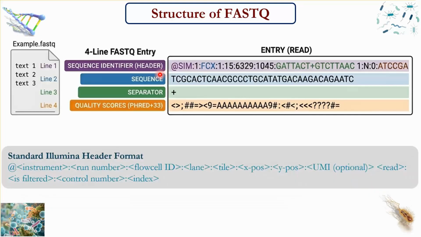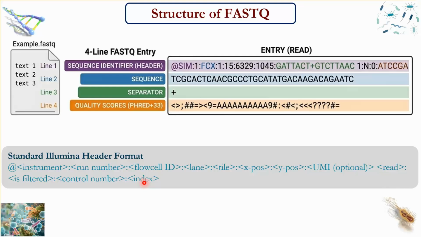The standard header format used in Illumina sequencing is shown here. As mentioned earlier, the header starts with an @ symbol, followed by instrument ID, run number, flow cell ID, lane number, tile number, X coordinate of the cluster, Y coordinate of the cluster, and optionally a UMI, or unique molecular identifier. All fields in this part are separated by colons, and this portion is referred to as the coordinate section. After this section, there is exactly one space followed by the read information section containing the read number, filter status, control number, and index sequence. All fields in the information section are also separated by colons.